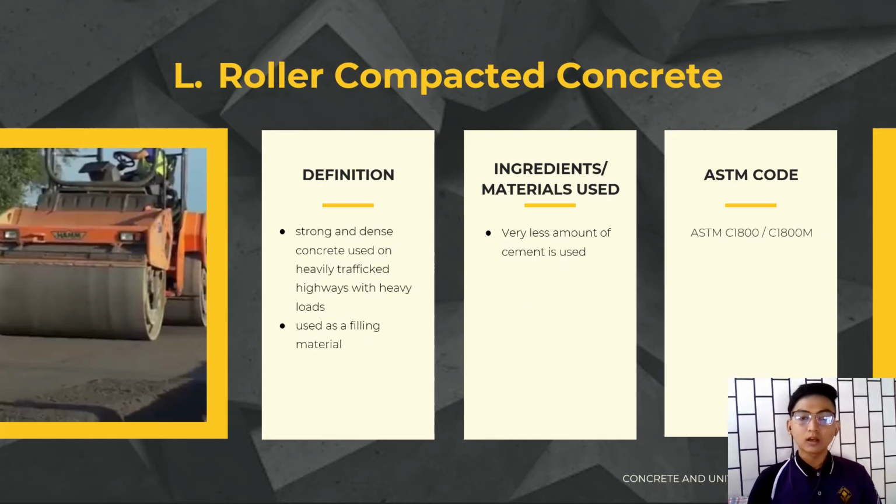So, next is roller compacted concrete. So, strong and dense concrete used on heavy traffic highways with heavy loads, used as a filling material. So, very less amount of cement is used. So, karaniwang concrete lang siya na ginagamitan ng road rollers. So with the ASTM code na C1800 or C1800M.